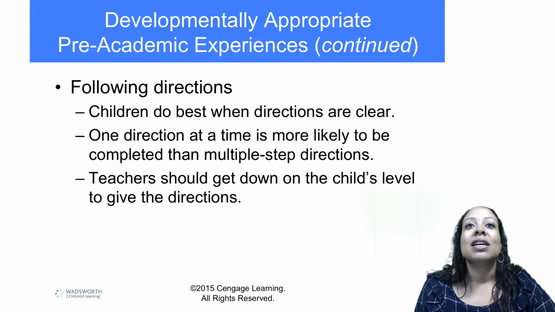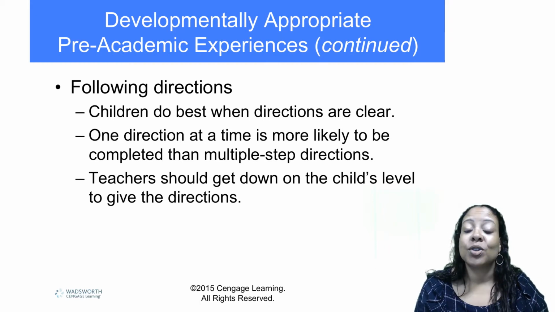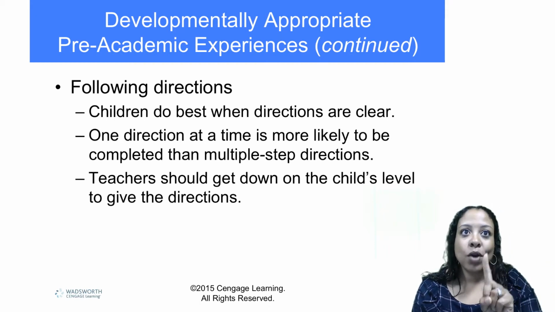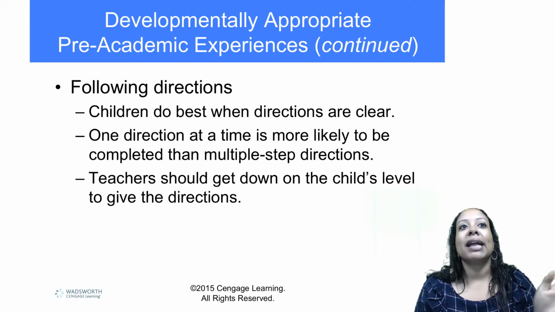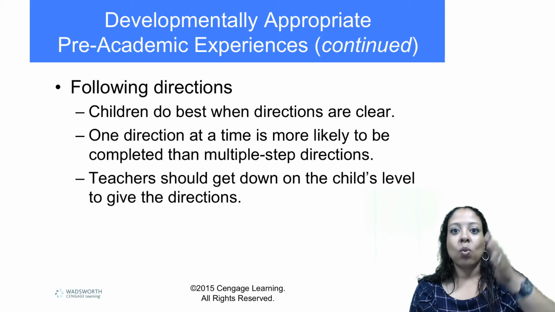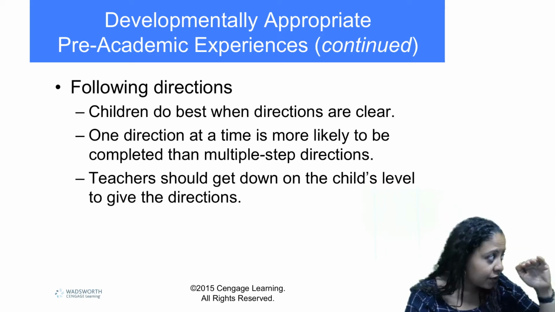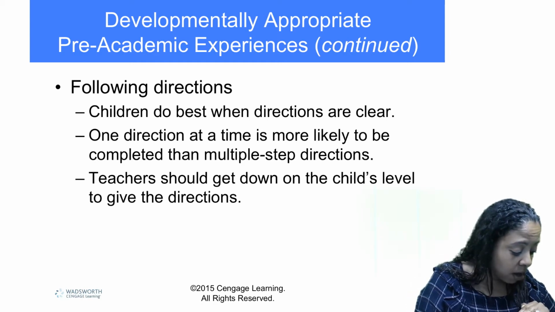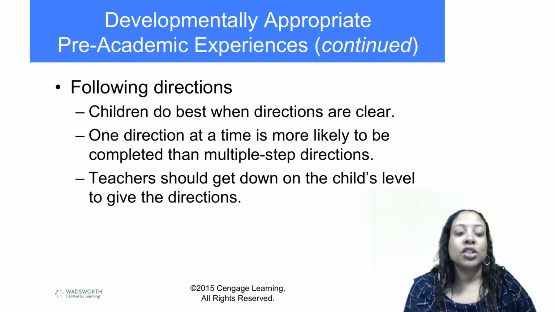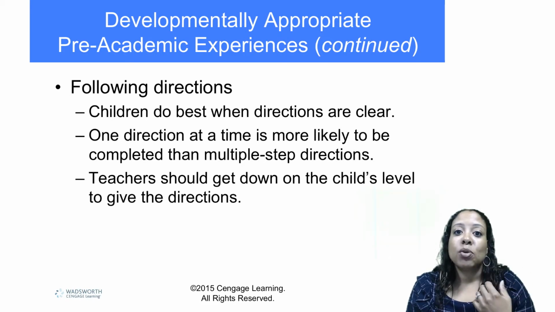Pre-academic experiences. Following directions. Children do best when directions are clear. So be very, very clear and specific. Also, one direction at a time is more likely to be completed than if you give them multiple step directions at once. So break it down one step at a time. Teachers should get down on the child's eye level to give directions. So rather than looking down on them, you're getting down to the child's eye level when you're giving them directions, because then they're going to engage more.